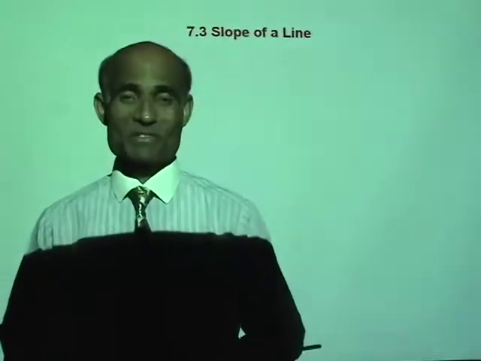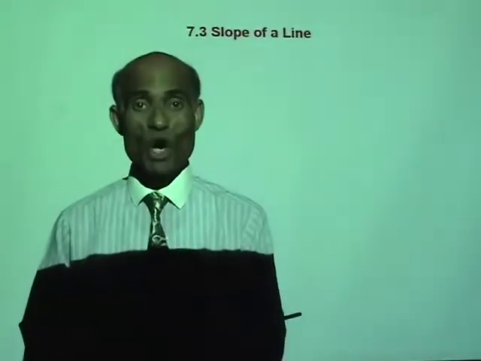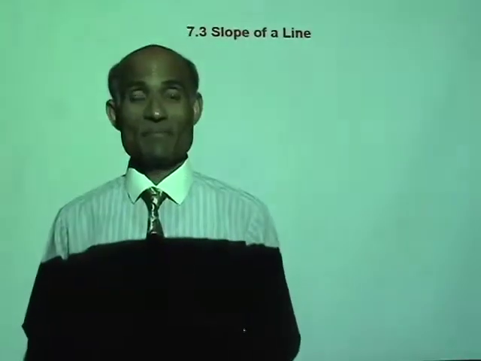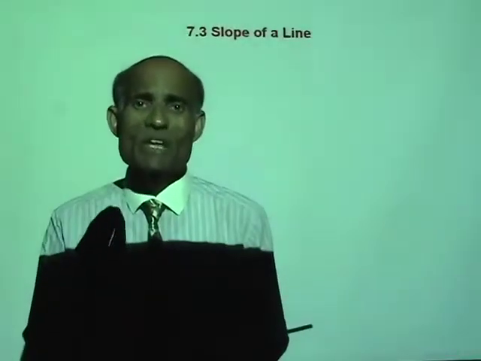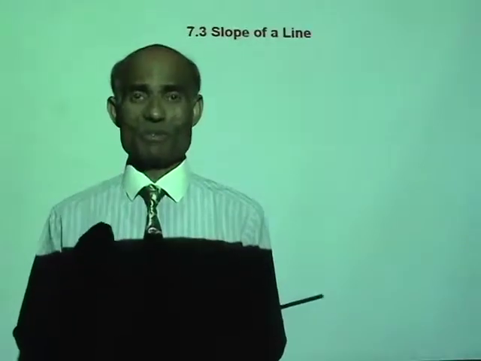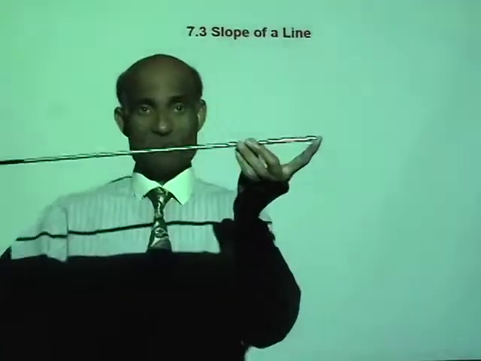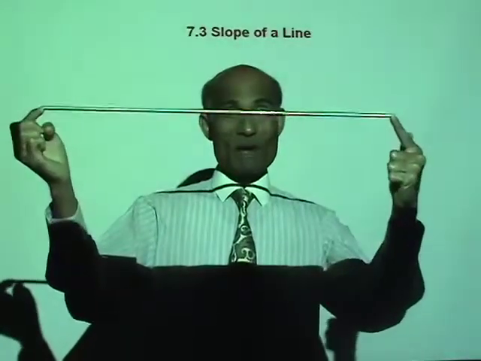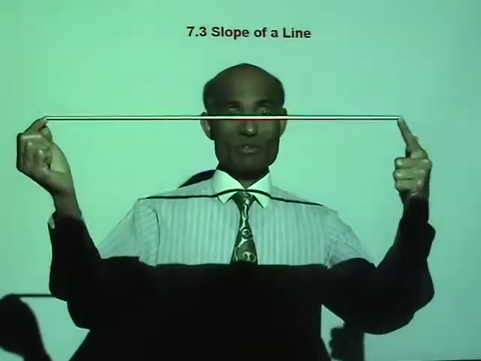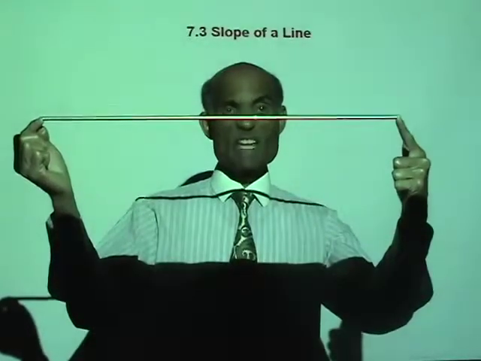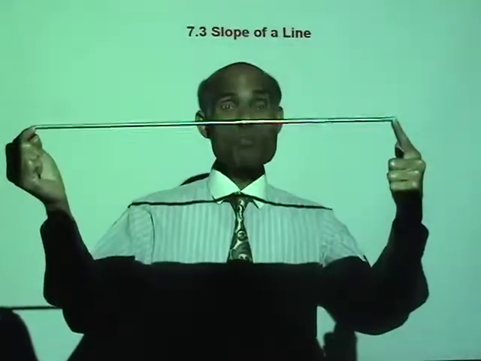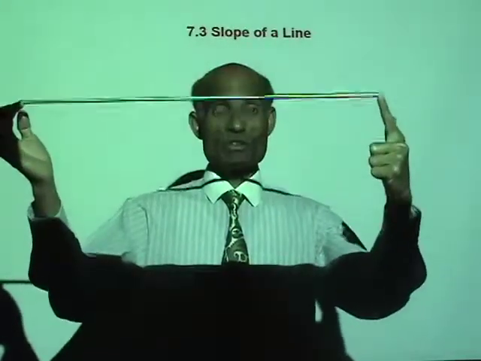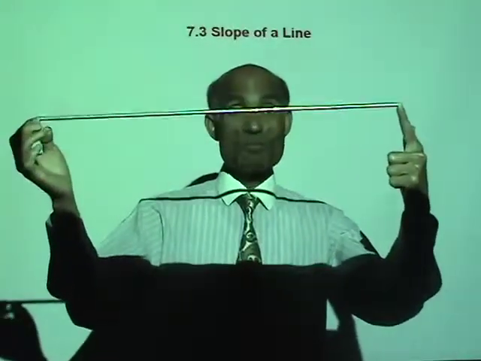We will now discuss an all-important concept in graphing, the slope of a line. What is the meaning of the word slope? If you look at my aluminum rod pointer, I'm holding it horizontal. Now, we say it is not sloping. If something is horizontal, then it is not sloping.